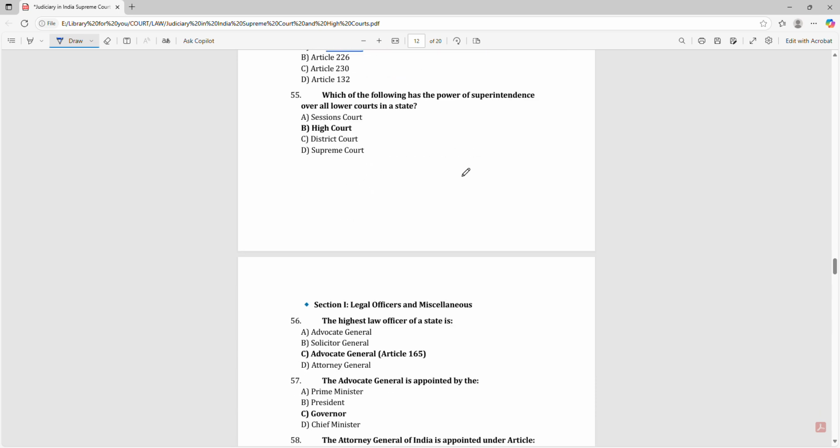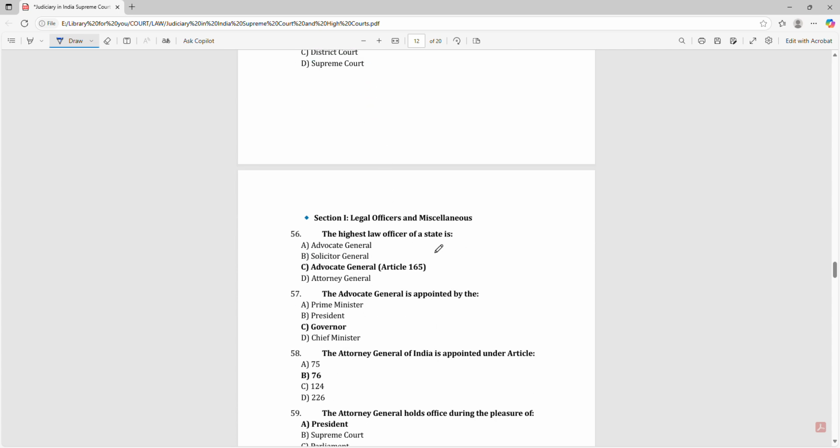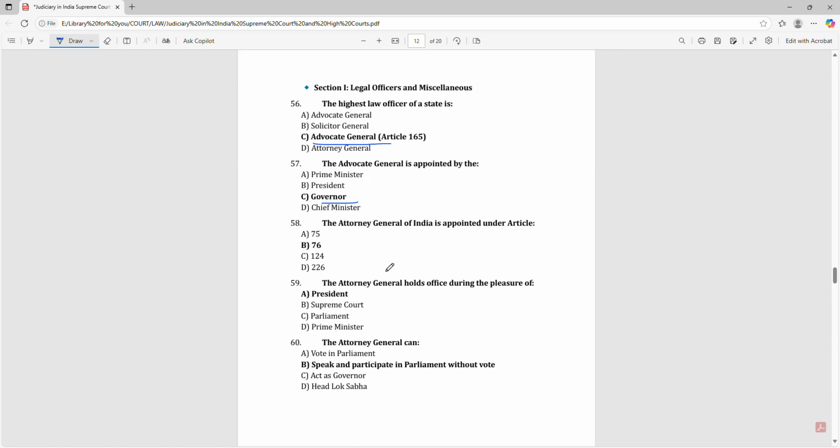Which of the following has the power of superintendence over all lower courts in a state? High Court. The highest law officer of a state is Advocate General. The Advocate General is appointed by the Governor. The Attorney General of India is appointed under Article 76. The Attorney General holds office during the pleasure of the President.